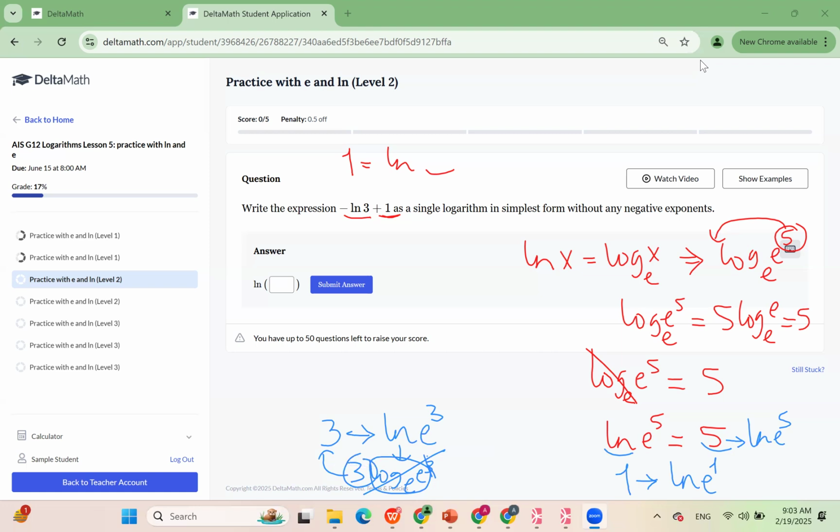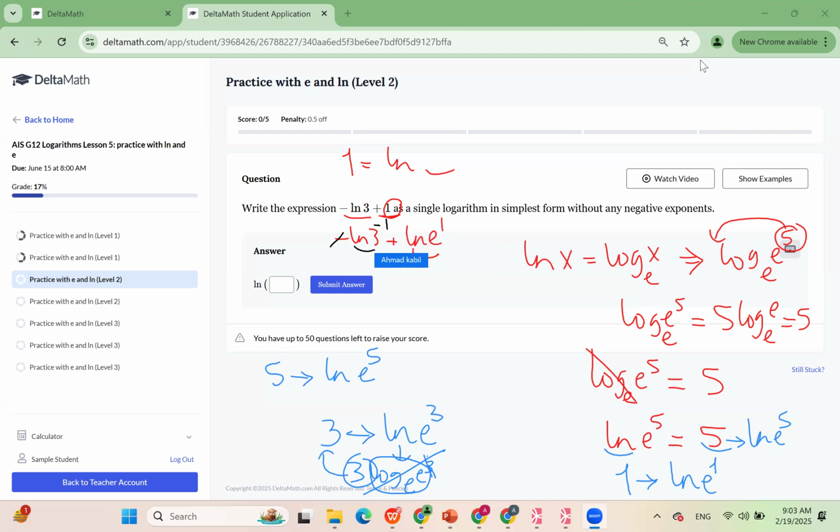Therefore, if I want to write any number in terms of ln, I can just write ln e power this number. Let's apply this concept to the question above. So we have minus ln 3 plus 1. I'm just going to rewrite it as minus ln 3 plus ln e power 1. So this 1 became ln e power 1. And I'm going to take the negative sign inside as a power, so it becomes negative 1 inside.